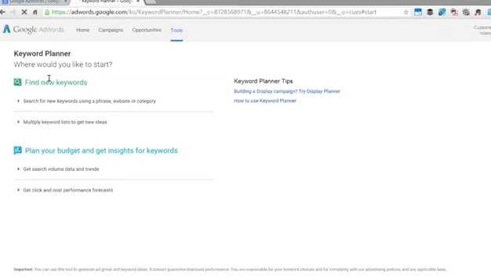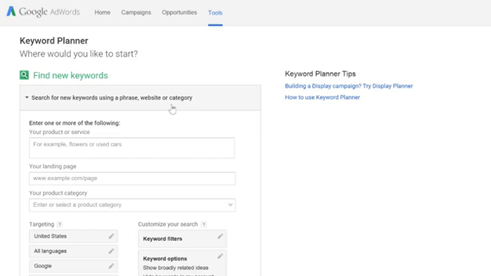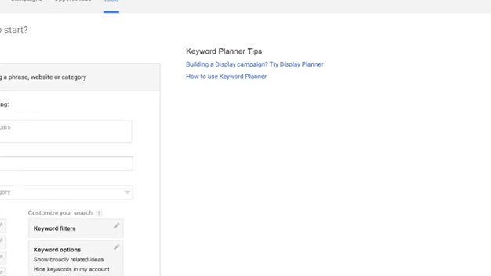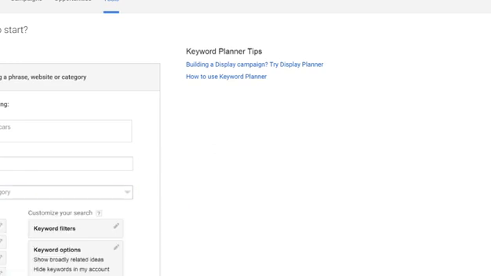So where would you like to start? What you want to do is search for new keywords using a phrase, website, or category. Okay, there are other things that you can do, but that's what we're doing here. And so now in the little drop-down box that appears, I'm going to scroll down just a hair so that we can see. So you can enter in your product or service, like flowers or used cars, or you can enter the landing page, which is what we're going to do, or the product category, right? You can pick all these different categories and do it that way.